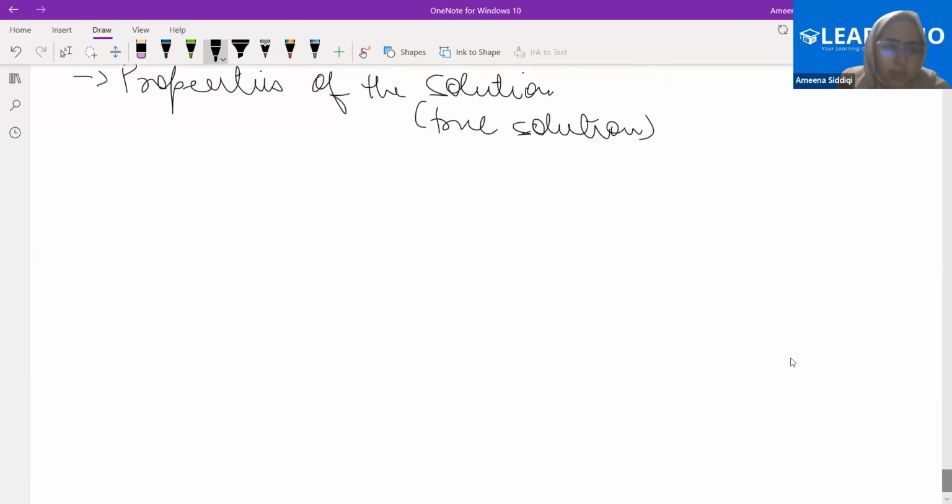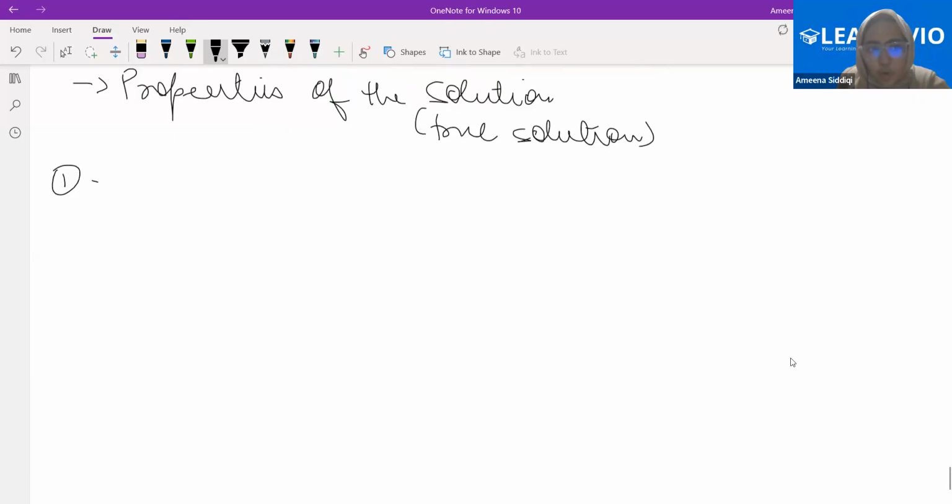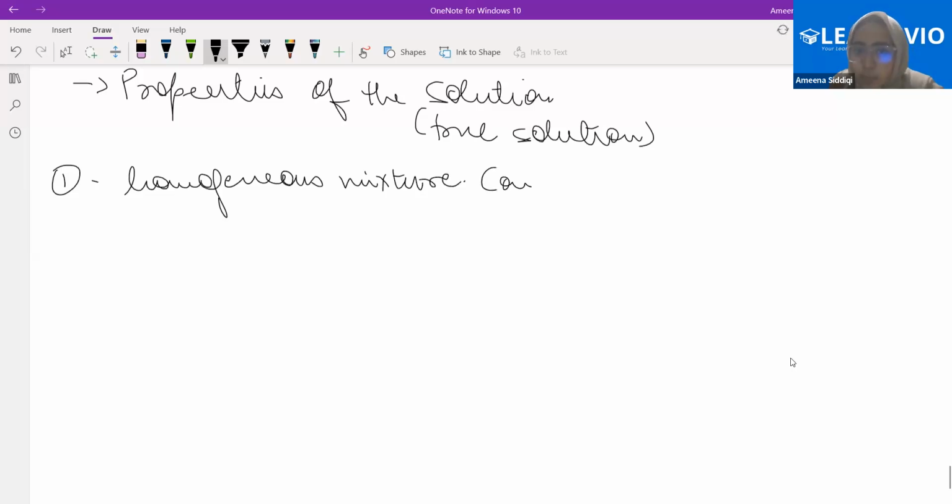So the first property, what is the first property? Clearly, it's a homogeneous mixture. And since it is a homogeneous mixture, it is one-phased. It is in one phase.